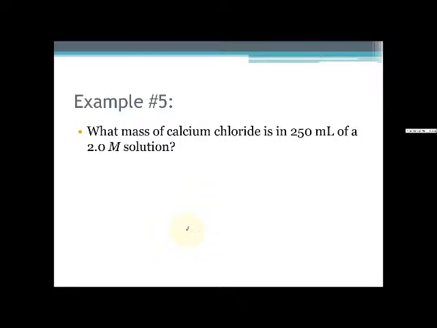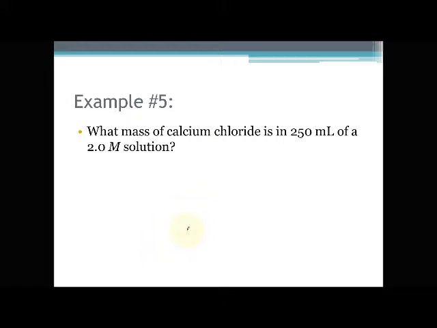So example 5. What's the mass of calcium chloride that's in a 250 milliliter sample of 2.0 molar solution? Okay, so we want to know grams at the end. We know that we have 250 milliliters, but remember, we need liters. So we're going to move our decimal 3 times to the left. So that is equal to 0.250 liters. And we know it's 2 molar for the molarity.